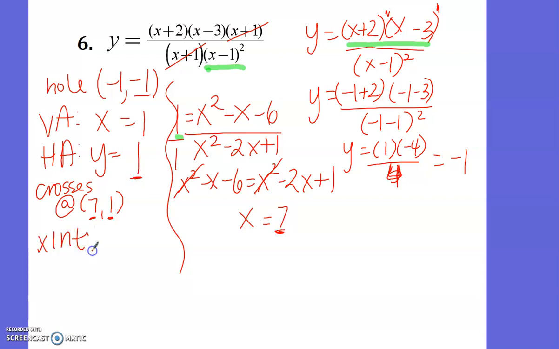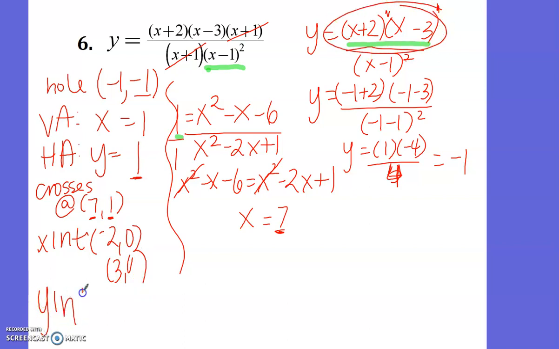Okay, x-intercepts come from the numerator. That's -2, 0, and 3, 0 from right here. If we plug in 0 for x, we get 0, -6.